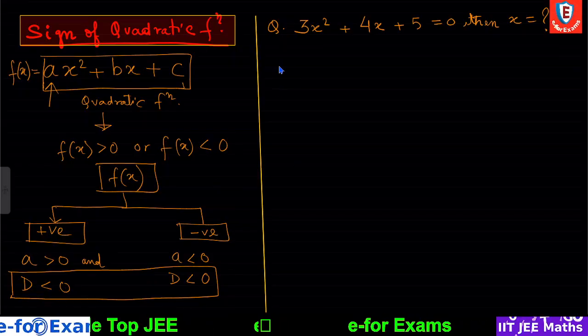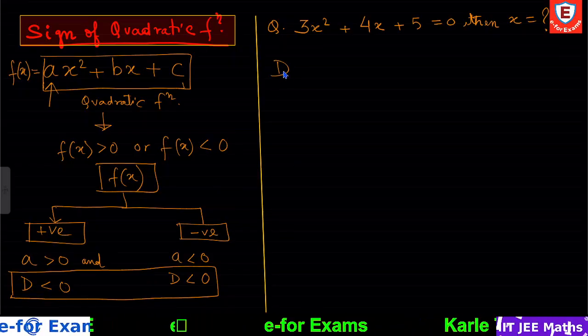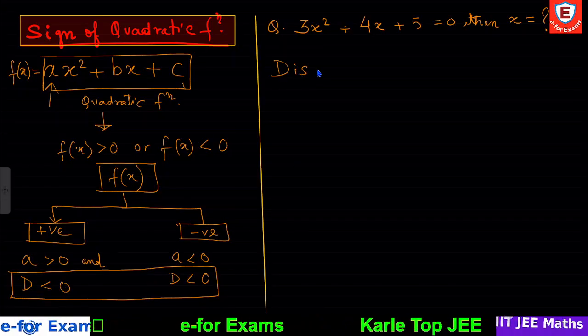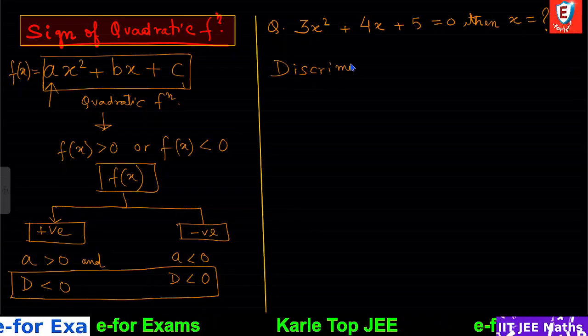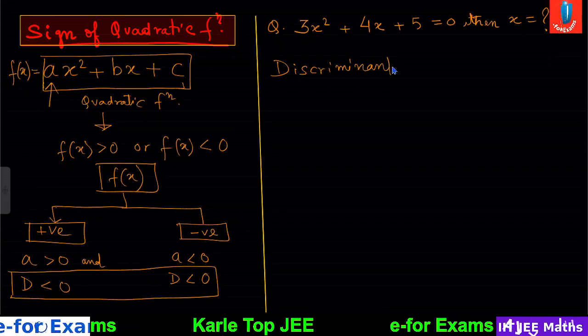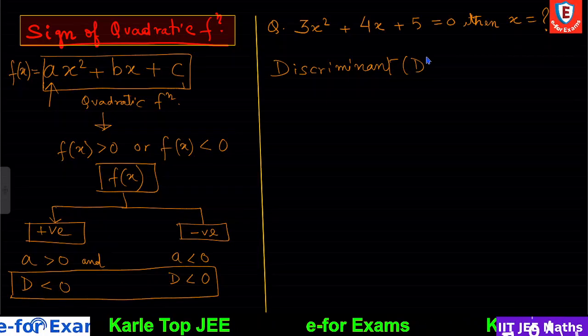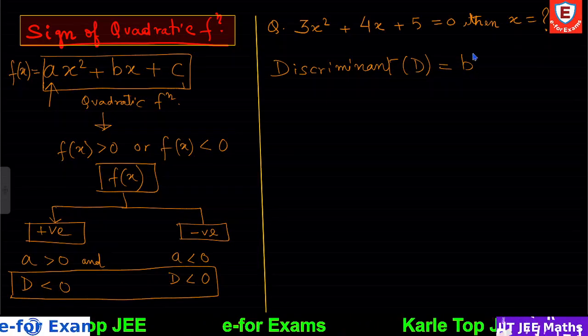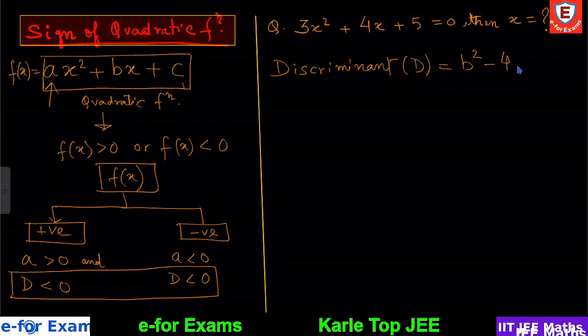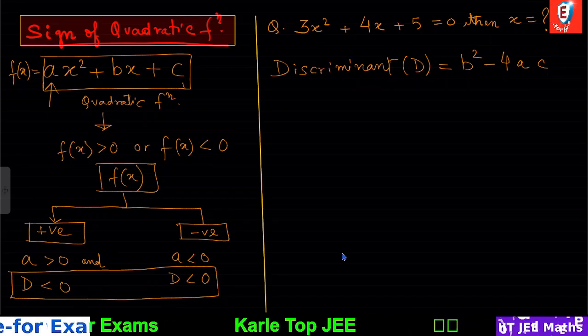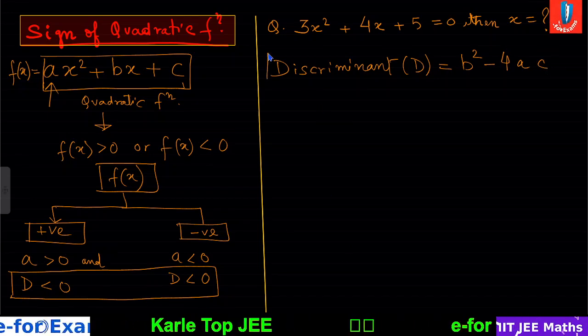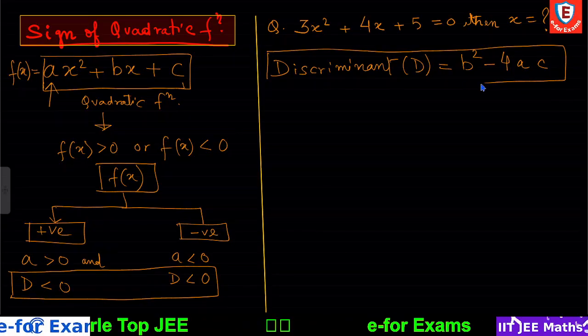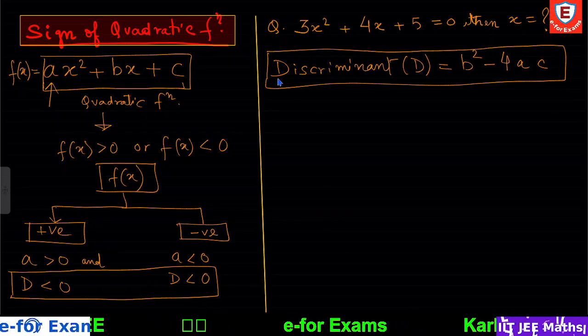What is d here? We have learned in the lower classes, discriminant, denoted by d, is equal to b square minus 4ac, right? This is nothing but d. By d we mean the discriminant of the quadratic function.